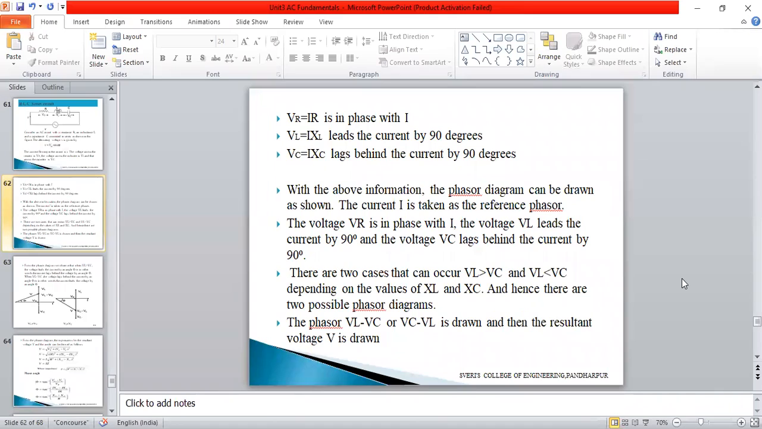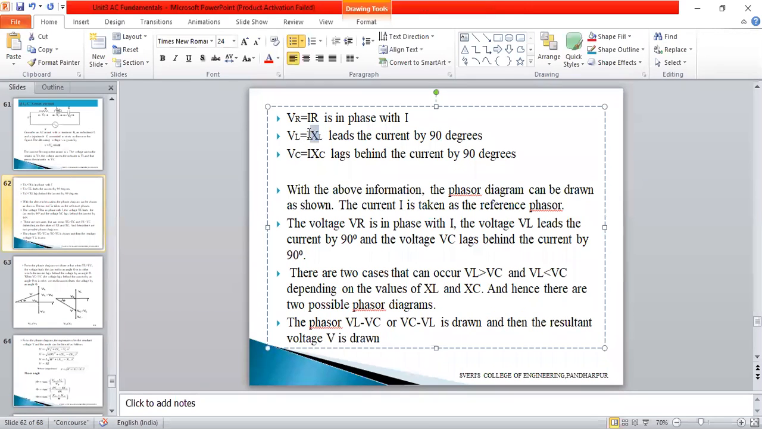Next line: the voltage drop across inductor, VL, leads the current I by 90 degrees. Next line, VL equals I XL.